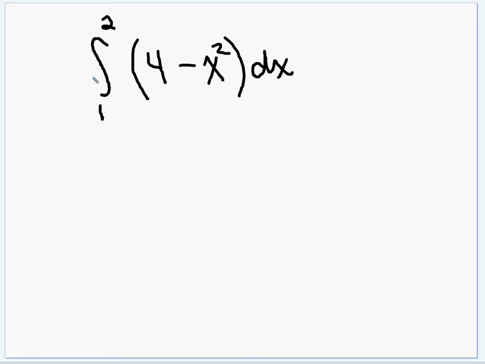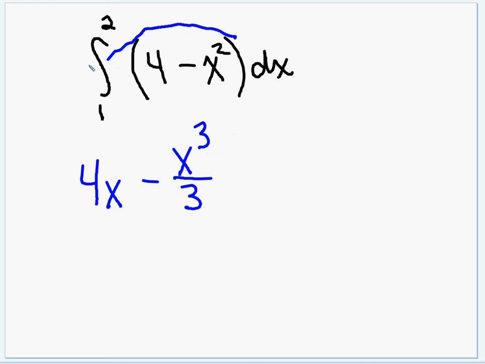Here's our definite integral from 1 to 2. Here is our function, 4 minus x squared dx. So that definite integral sign is going to slide across here, and we antiderive. So we're going to have a 4x minus x cubed over 3. And the definite integral symbol, when it got over here, transforms into a bracket from 1 to 2.